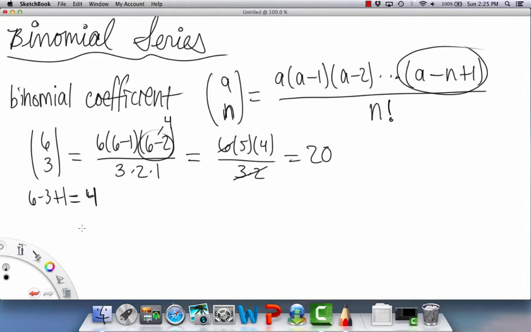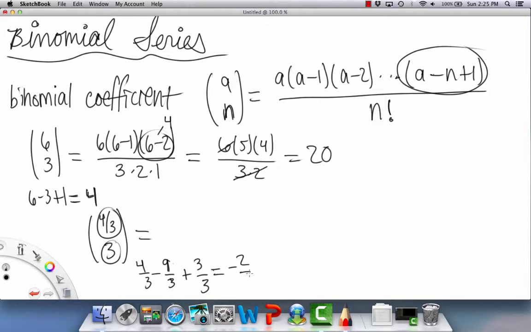Let's do one more, because it's always better to practice. Let's do a little bit more challenging one. We have a fraction now. This is our a, and that's our n. Let's solve for the final term of the top, so we know where to stop. We'll do a minus n plus 1, which is 4 over 3 minus 3, which I'll rewrite as 4 over 3 minus 9 over 3, plus 1, which would be plus 3 over 3. That's just negative 2 over 3. So we're going to stop on the top when we reach this value.